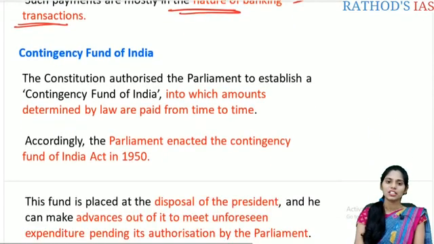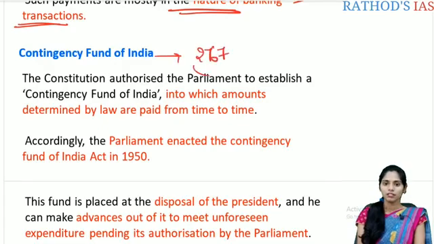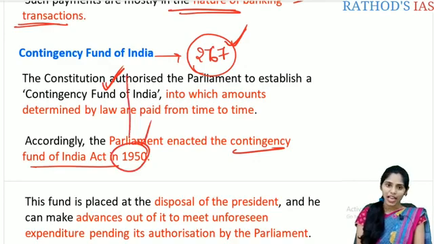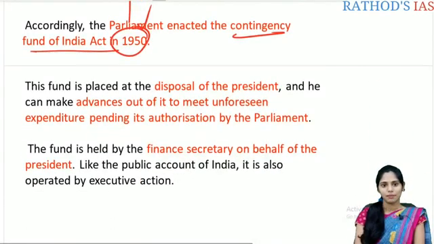And the next one is the Contingency Fund. In our Constitution, Article 267 talks about the Contingency Fund of India. Our Constitution authorizes Parliament to establish this Contingency Fund of India, into which amounts determined by law are paid from time to time. Because of this, Parliament came up with an act, the Contingency Fund of India Act 1950, and through this act this fund was established.